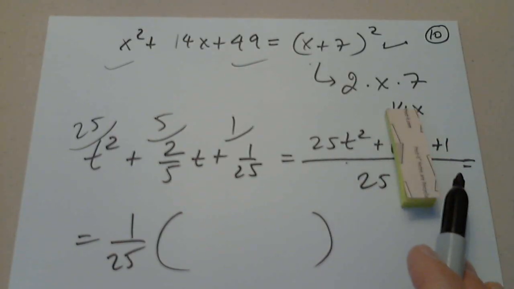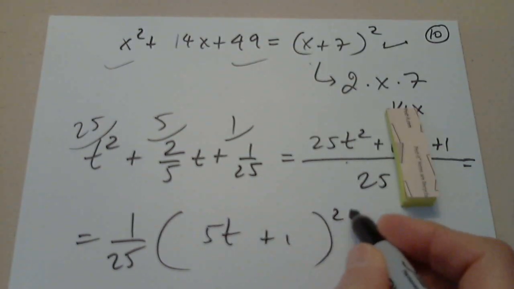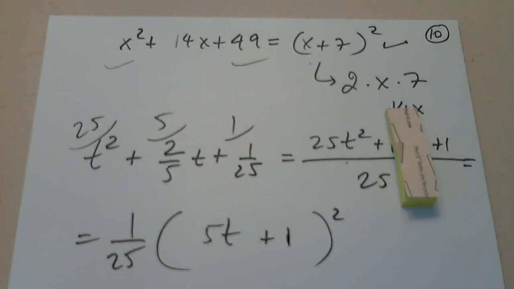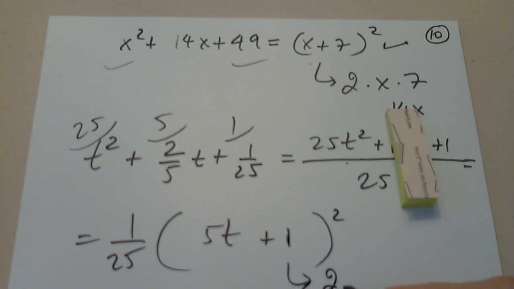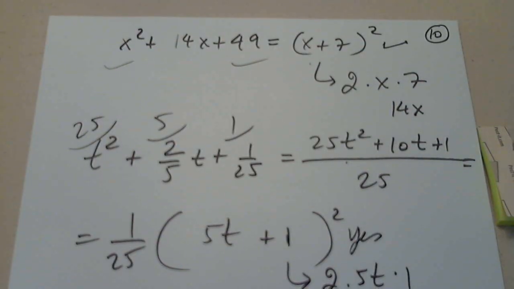Descending order, greatest common factor, no. Negative leading coefficient, no. Special product, I always hope for a special product. This is my hope. Does it work? I don't know. I haven't checked the middle term. But the middle term here is 2 times the first term times the second, which is 10t. Yes. So I know that this is the correct factored form.